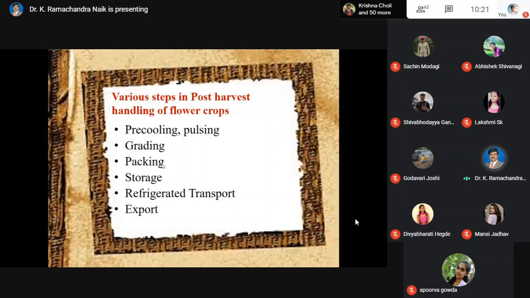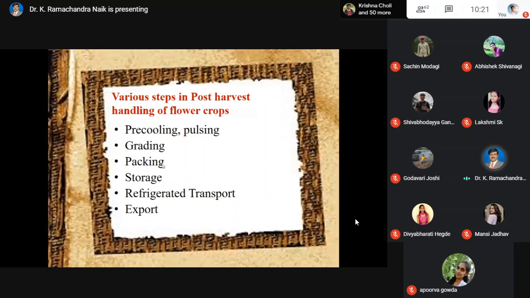Then storage. We'll also be studying the storage of flowers. What is the storage for? Storage is mainly for keeping the commodity, the flowers, for a longer period. So there may be ambient storage under room temperature, cold storage or refrigerated storage, controlled atmospheric storage where the gaseous composition is altered, or modified atmospheric storage where the commodities are stored in a condition where the internal atmosphere gets modified. Those things we will be studying one by one.